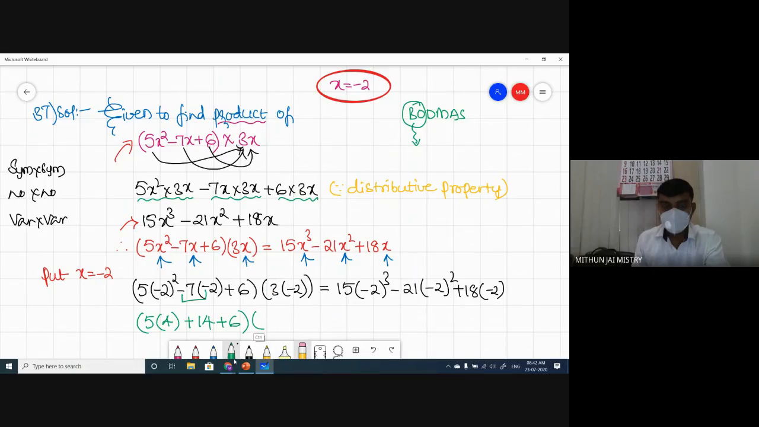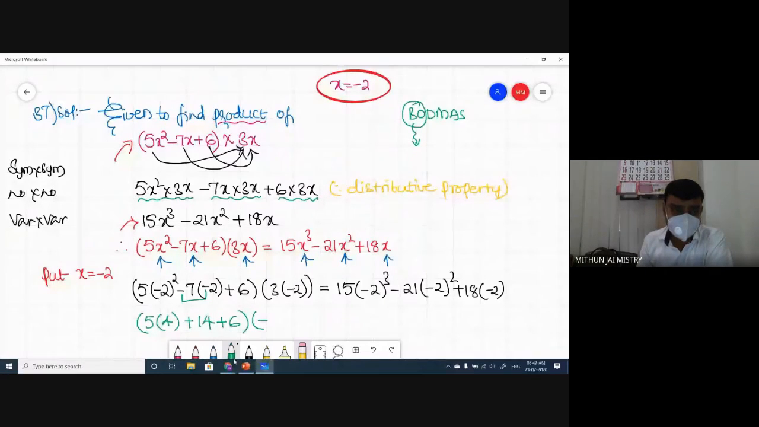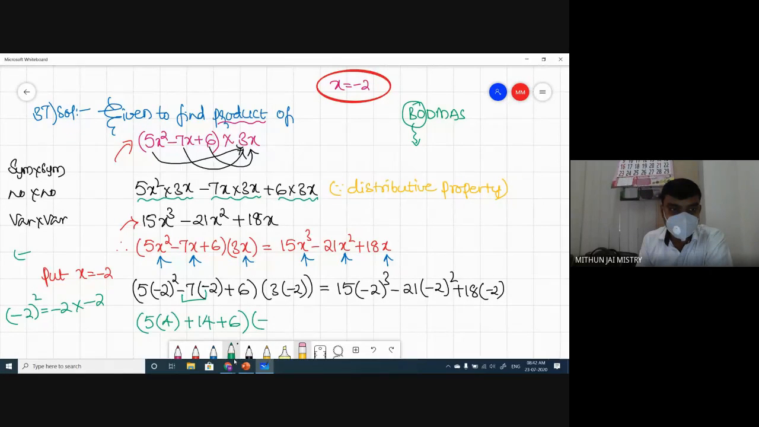Sir, (-2) whole square is equal to -4, no? No, beta. It is (-2) whole square. What does (-2) whole square mean? (-2) whole square means -2 into -2. I have already said that if minus is multiplied even times, then we get a plus. And if minus is multiplied odd times, then we get a minus. So here minus is multiplied even times. 2 is even, so when it is even, we get plus. Here you see minus into minus, minus into minus is plus. 2 twos are 4. So that's what I got here, 4.